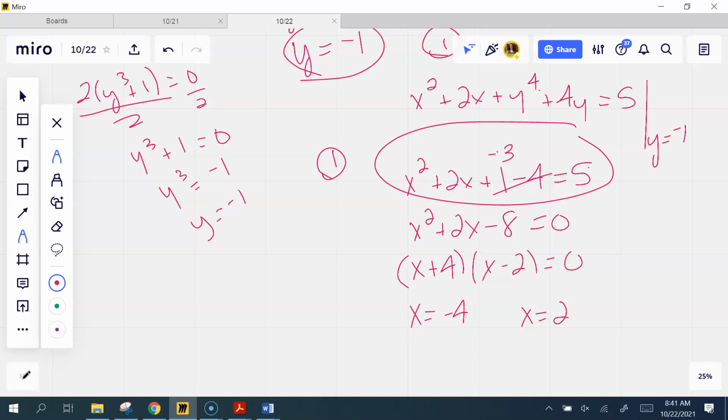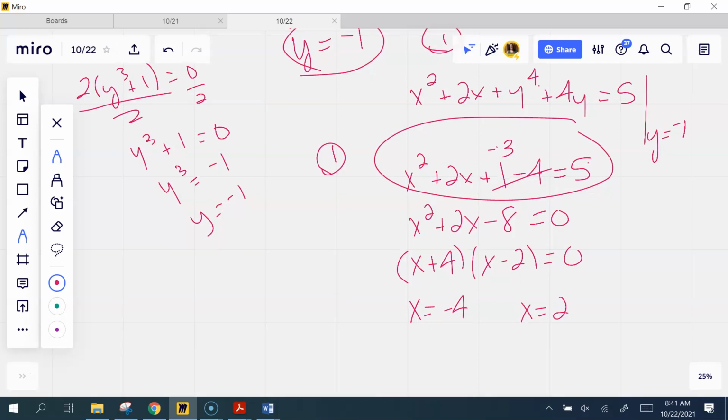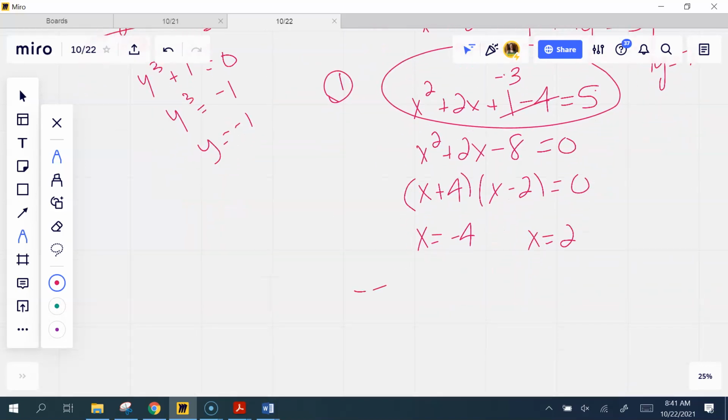But listen, you don't get a point for this, because it said find the coordinates of the 2 points. So you just plug those in, and you have to give the coordinates of the points. Remember, the y is -1, so it's -4, -1, and 2, -1. You have to write them as coordinates, so your answer there is worth a point. So that was a 3-point question.